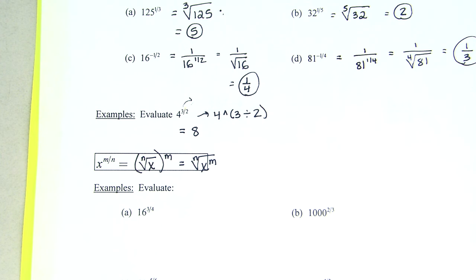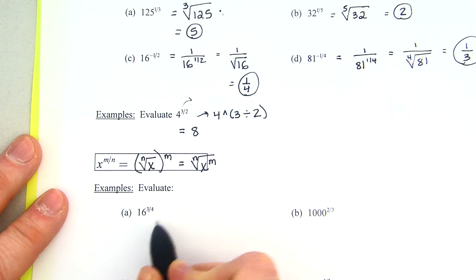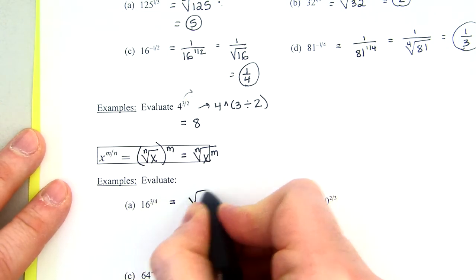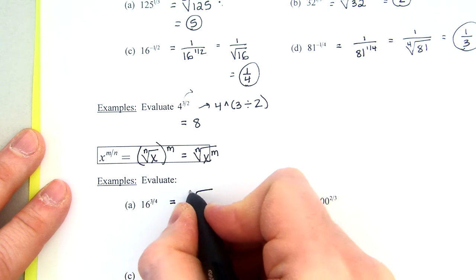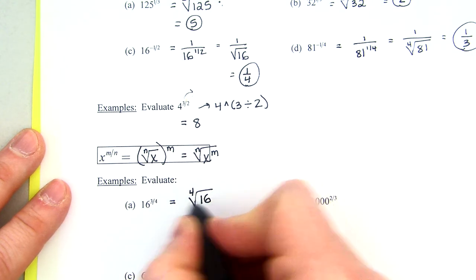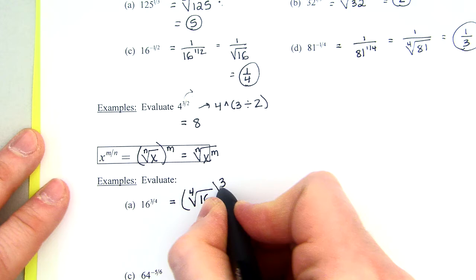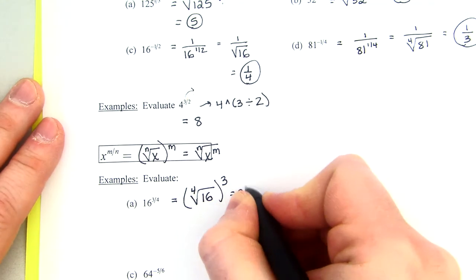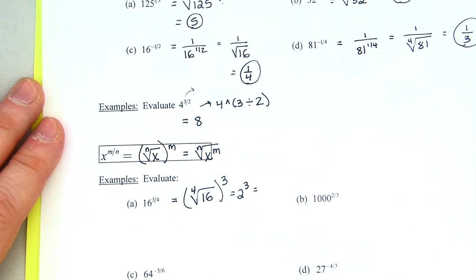So, yes, 16 to the 3/4. If I'm going to try to use this new rule, well, the first version of it says I could do the 4th root of 16, and when I'm done, I can cube that. So we're going to try this without a calculator. 4th root of 16, 2. This problem is 2 to the 3rd. What's the answer? 8.